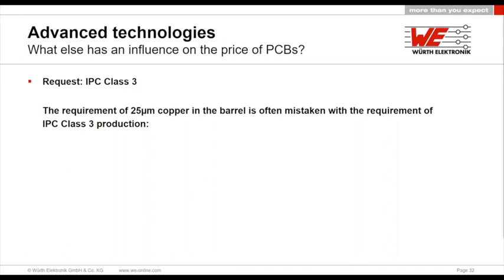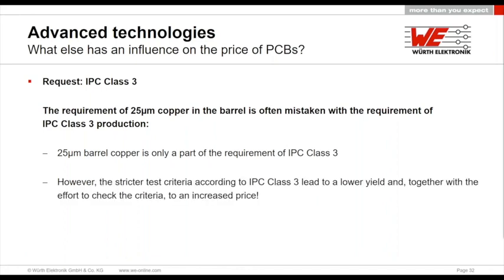But IPC class 3 is not only putting 25 micron copper in the barrel. There we have to look, for example, at remaining rings, on the wires, on the pads, and there are basically 14 significant parameters which need to be looked at when we have IPC class 3 compared to IPC class 2. And those 25 micron copper is only one part of IPC class 3. So we have stricter criteria and we need to test this. We need to clarify if we really meet IPC class 3. So we have additional testing.